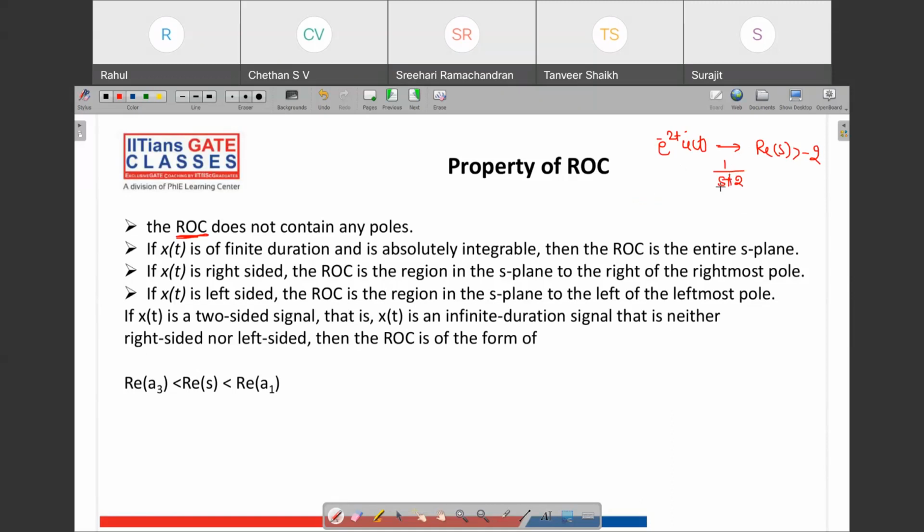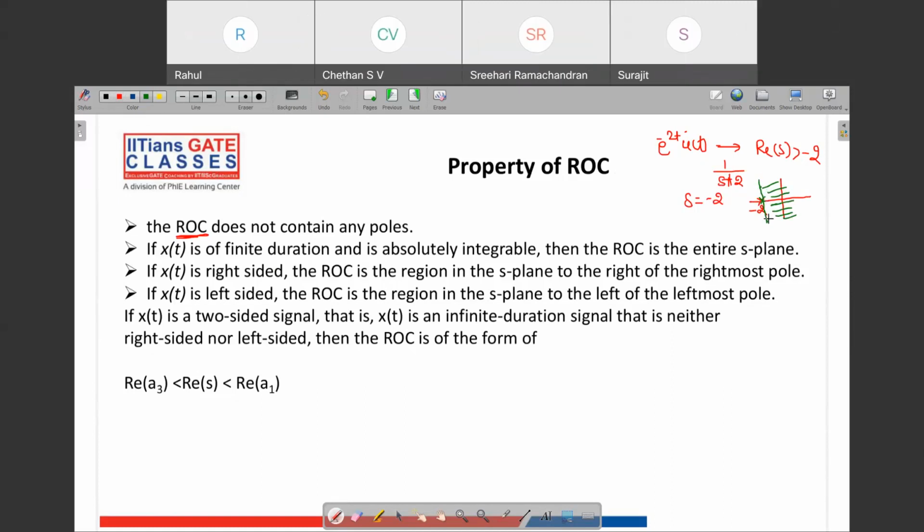If you see the pole of this Laplace transform, the pole is located at -2, and the region of convergence is the right side of this vertical line. This vertical line is the point where we have the pole, but the region of convergence doesn't include this vertical line. It is all the points on the right side of this vertical line. That means this pole is not part of the ROC. It starts just after this pole, and because of that, we can say that the ROC doesn't contain any pole.